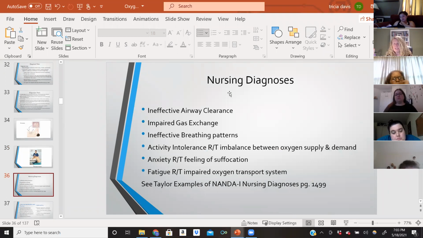So some nursing diagnoses that we may see with our patients that have oxygenation issues. So we have ineffective airway clearance, impaired gas exchange, ineffective breathing patterns, activity intolerance related to imbalance between oxygen supply and demand, anxiety related to feeling of suffocation, because remember, these patients can't breathe and it's very scary. Fatigue related to impaired oxygen transport system. And then page 1499 in your book goes over a couple more examples of your nursing diagnoses you guys can take a look at.